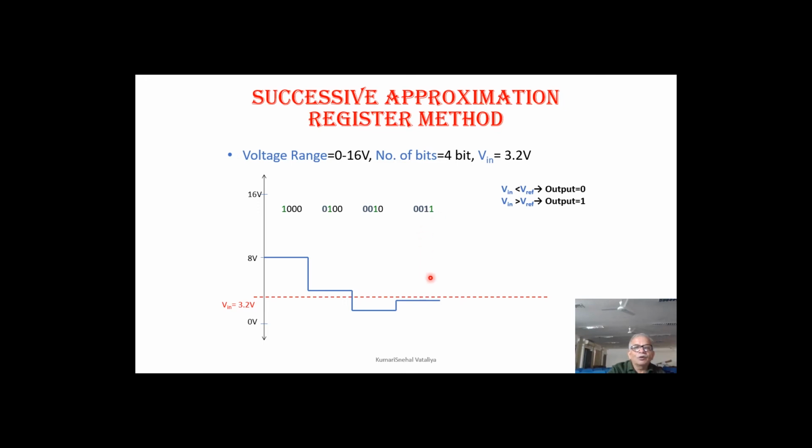So again your output is 3 volts and there is an error of 0.2 volts, which is called quantization error in this system of quantization of a number, or digitization of a number, and that error cannot be removed. It can be reduced only by increasing the number of bits.